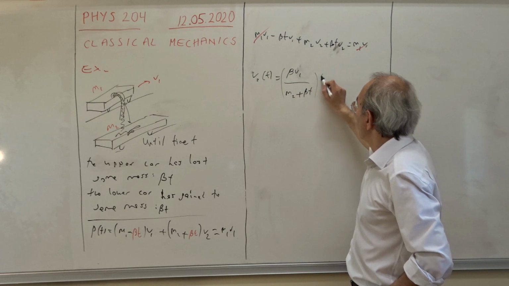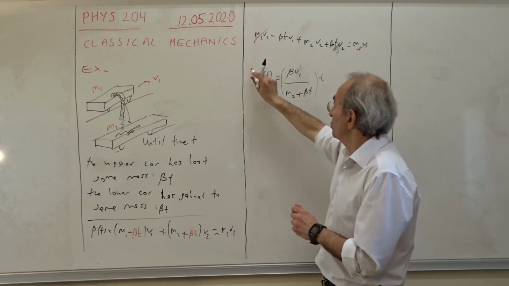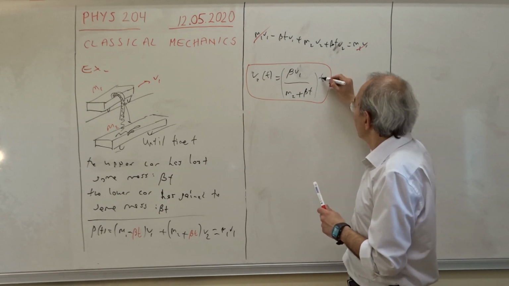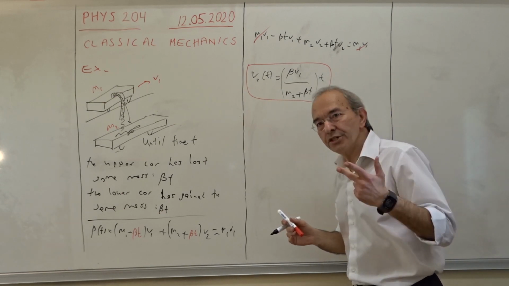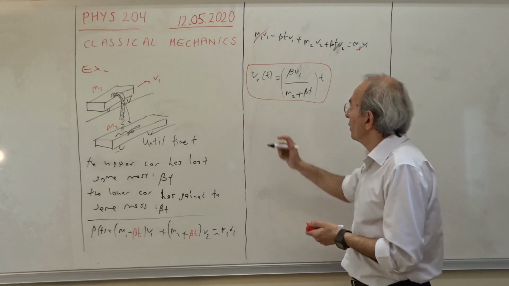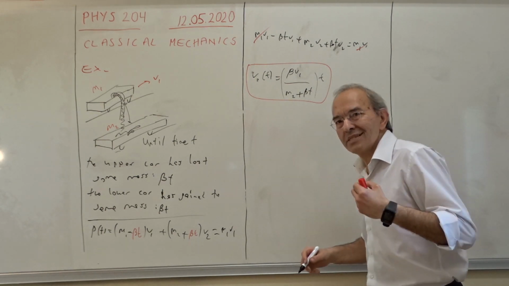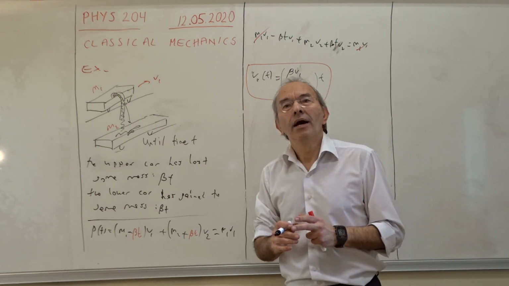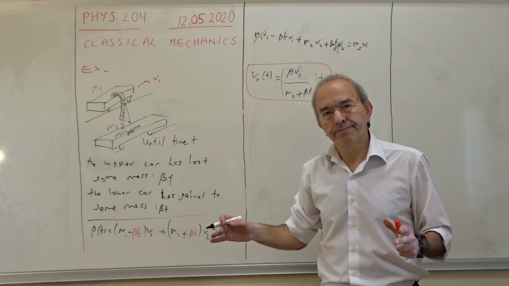So this multiplied by t is a better representation. So this is the velocity. As we see from the result, as t gets larger, as time goes on, V2 will be slightly faster and faster until all the sand is finished.